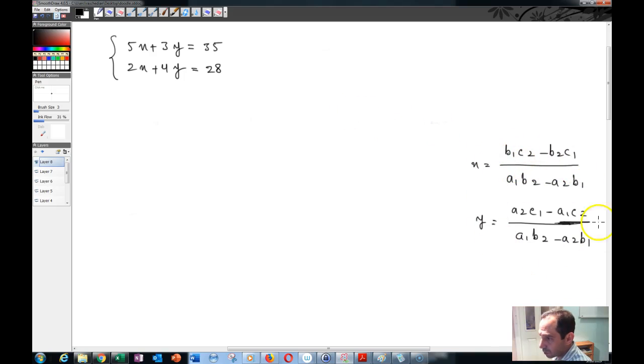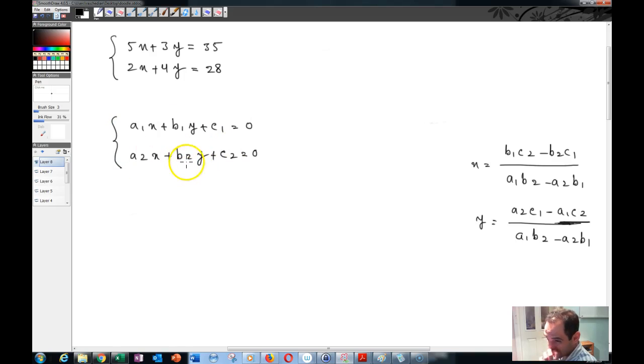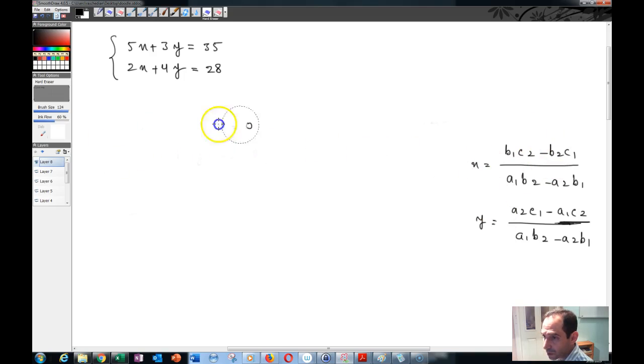And remember that when we derived these formulas, the equations that we had were in this form: a1x plus b1y plus c1 is equal to 0, and for example a2x plus b2y plus c2 is equal to 0. That means the equations were written in general form, and c1 and c2 and so on are based on the general form of these equations. So you have to write these in the general form, otherwise you are not going to get the right answer.